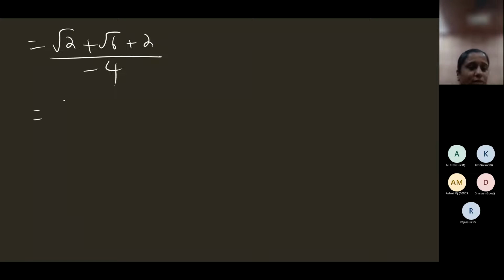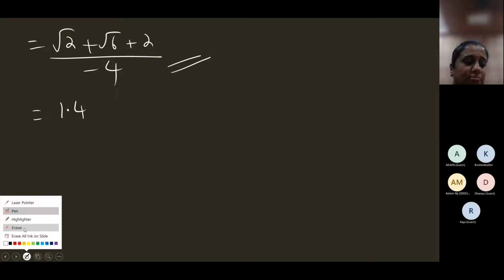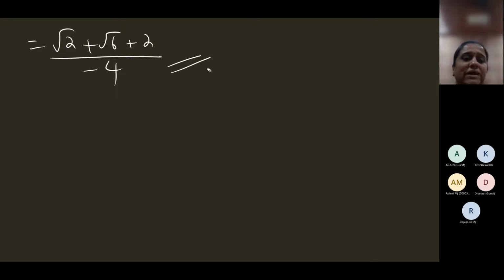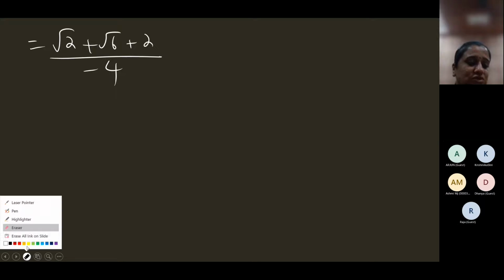Root 2 is given to be 1.414 because we have finished simplifying. Actually, if the value of root 2 and root 6 was not given, this is the final answer. We can only apply the minus sign to the numerator. We finished this one.